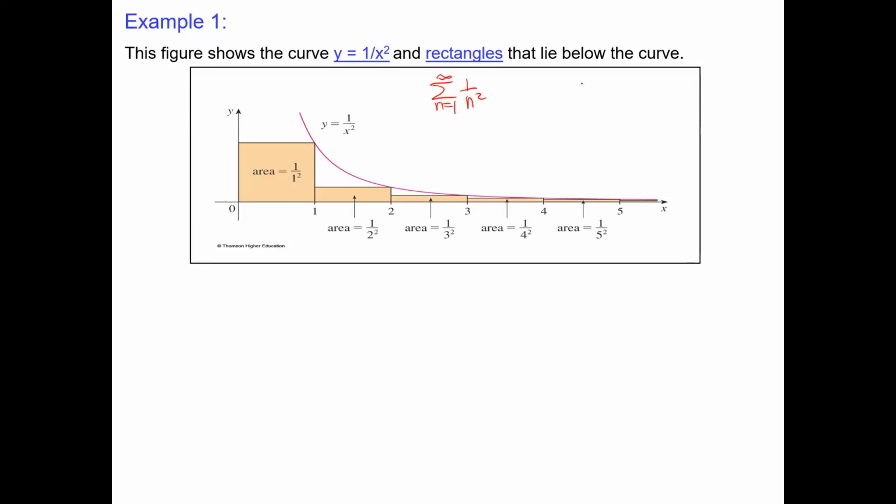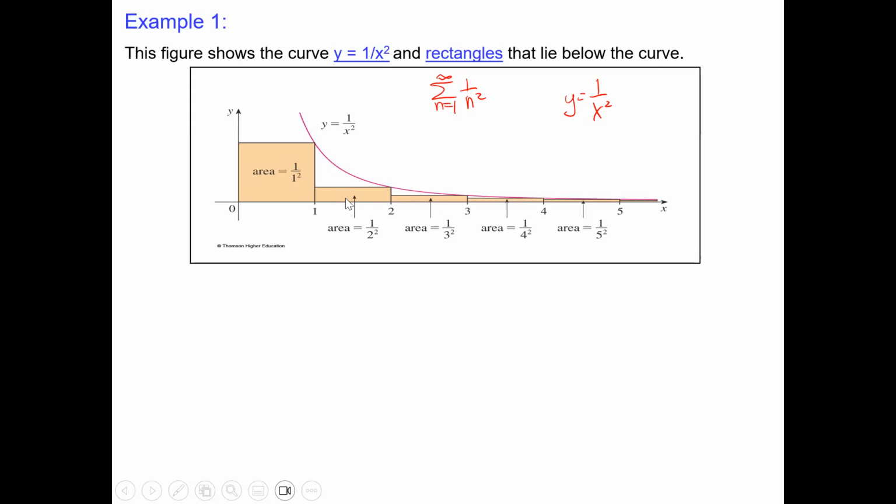But I will look at the function 1 over x squared. That means this is a function. I draw the function just in the first quadrant, because n, the domain, is positive, and I create these rectangles. You may notice 1, 2, 3. The base of each rectangle is 1. That means I'm jumping by 1.